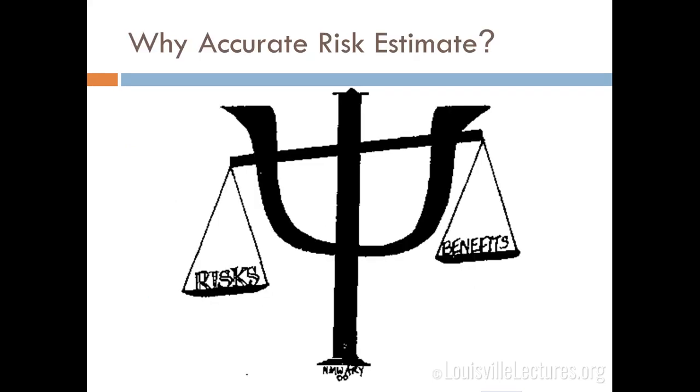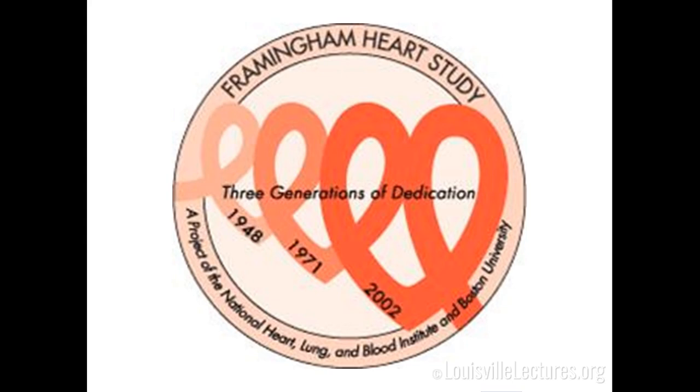So we have to balance this act of risk and benefit, and knowing someone's underlying risk will allow us to know how much risk to take to prevent that occurrence.